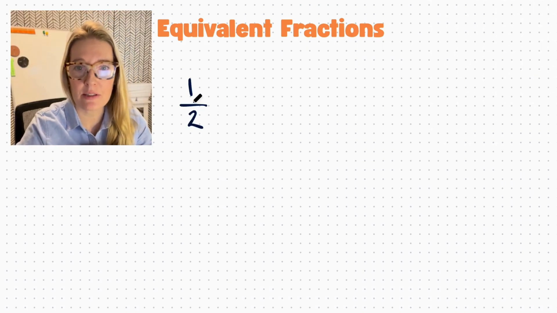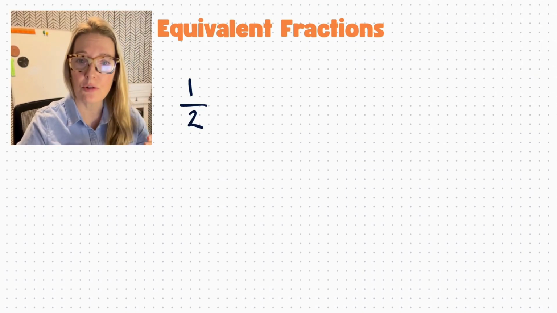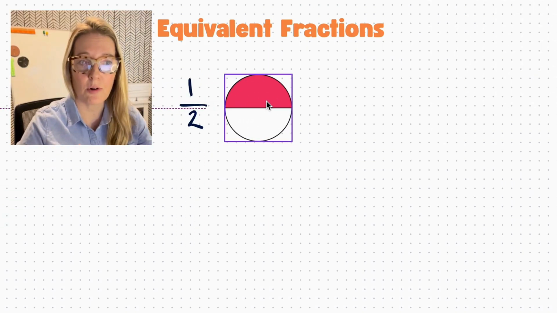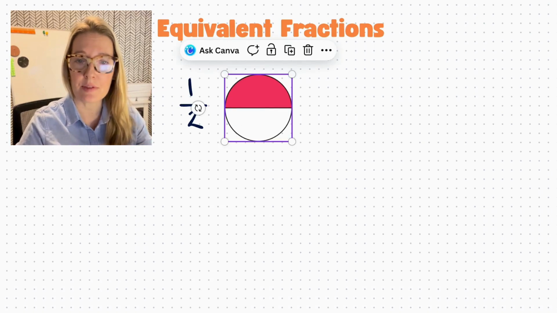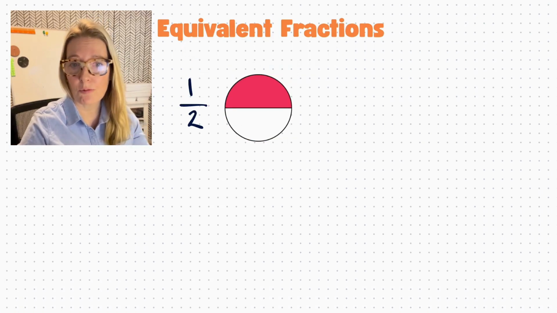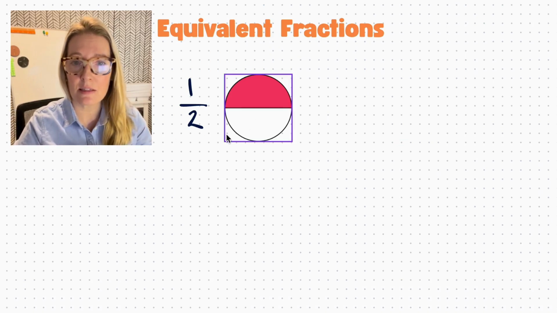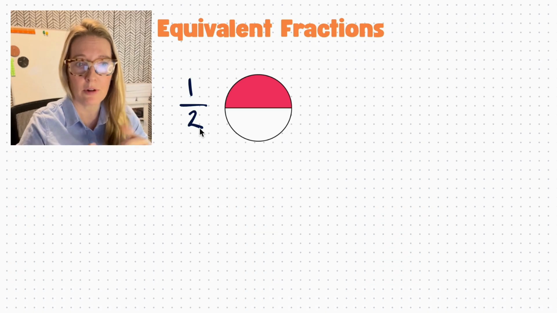Talk about equivalent fractions. 1 is the part and 2 is the total number of pieces. So this is 1/2. If you have half of something, say we have a pizza and we've cut it right down the middle, we have 2 equal pieces. Each of those pieces is equivalent to 1/2, equal to 1/2.